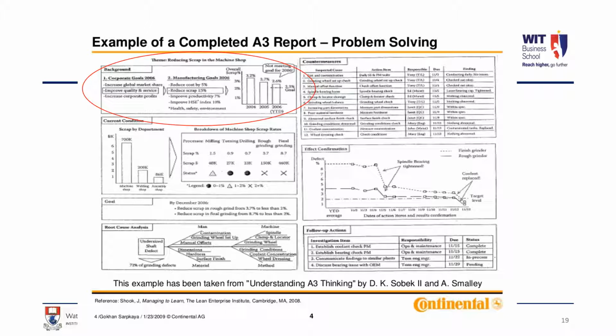That's a good resource, and we'll come back to that a little bit later. So here they have presented an A3 report, okay, and in the top left-hand corner we've got the background to the situation the A3 report is trying to deal with. So we can see here this company, Continental, set corporate goals for 2006.